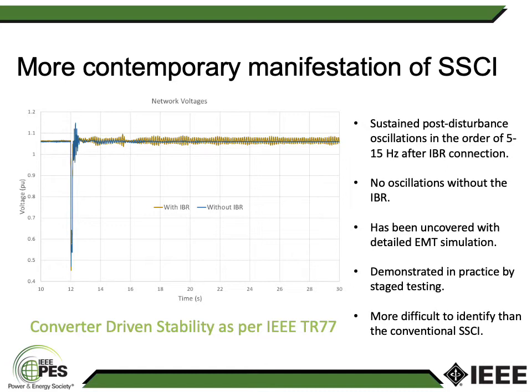One important aspect of this particular phenomenon is that it is more difficult to detect compared to subsynchronous control interaction involving a series compensated line, because IBRs in different parts of the network could interact with each other, considering that the dominant frequency of oscillations is fairly low. I also note that this form of instability, as per the new IEEE TR77 publication, is classified as converter-driven stability, which is a correct and precise term.